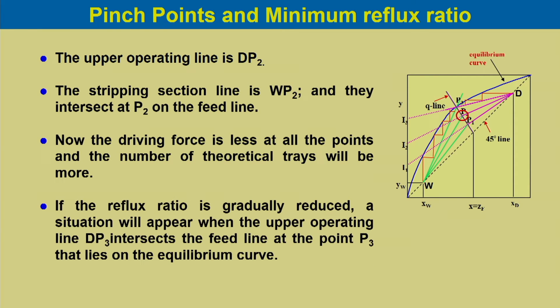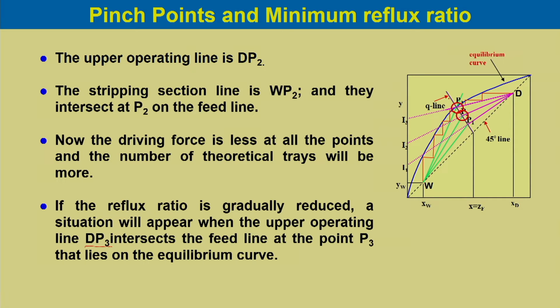Now, if the reflux ratio is gradually reduced, a situation will appear when the upper operating line, that is dP3, intersects the feed line at the point P3, which is over here. So, the upper operating line intercepts a point at P3 which is on the equilibrium curve. So, the feed line at point P3 lies on the equilibrium curve.